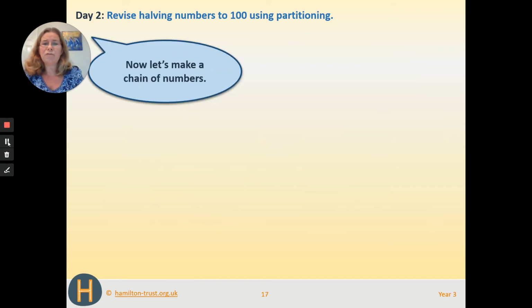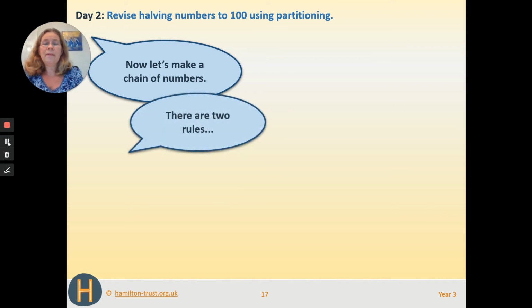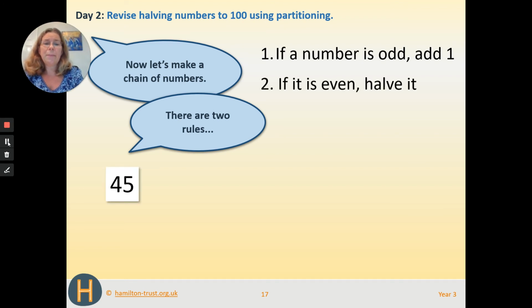Now let's make a special chain of numbers. There are two rules. If a number is odd, you add 1. If the number becomes even, you halve it. Ready? Let's do this together to begin with, and then you can continue it in your books or on your piece of paper, and we'll check it.